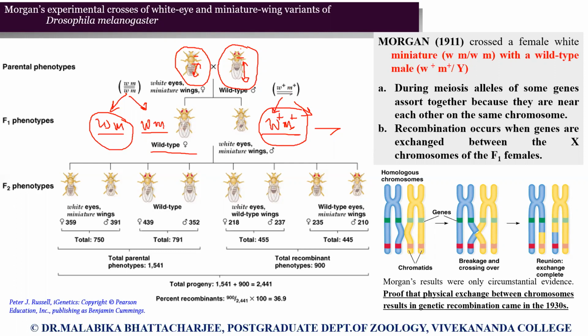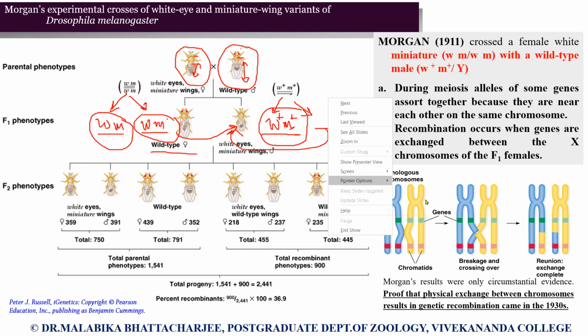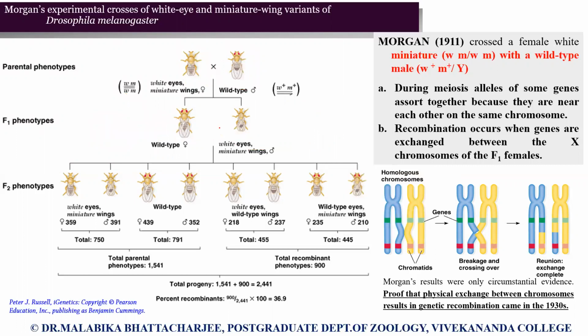And when you look to the other fly, we have WM and there is a Y chromosome. So this will be the male, WM with the Y chromosome gives us the male. Okay. So now we have a wild type female and a white eye miniature wings male. So that was the F1 genotypes.